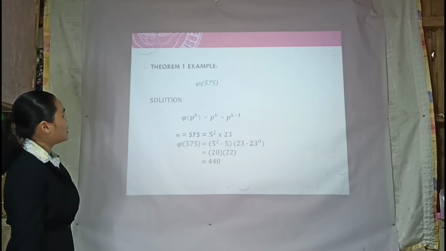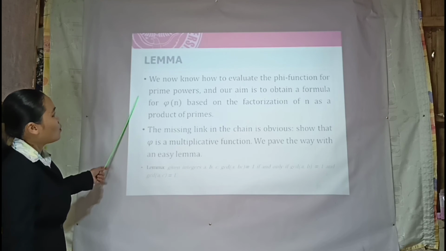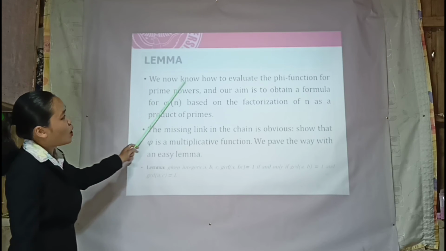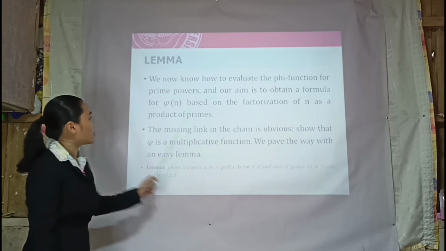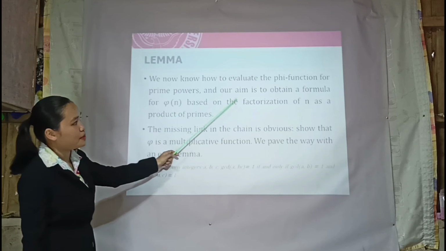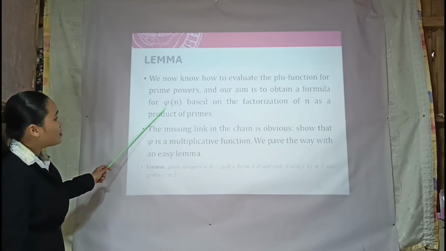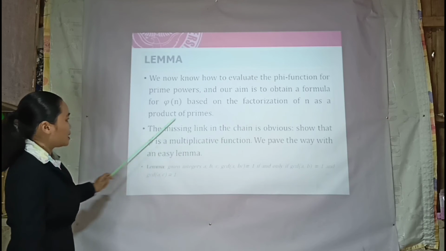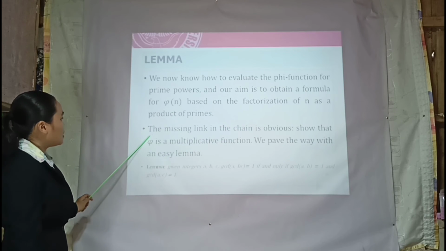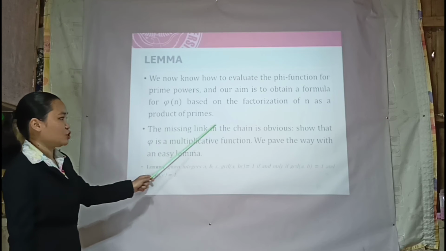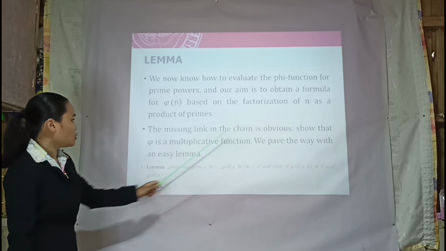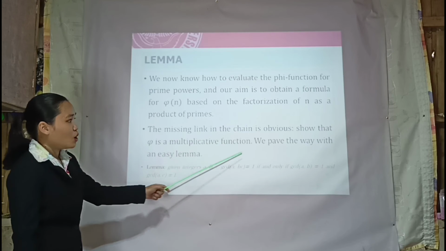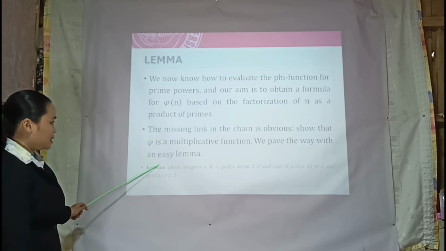Okay, let's proceed. So now we have a lemma. We now know how to evaluate the phi function for prime powers, and our aim is to obtain a formula for phi of n based on the factorization of n as a product of primes. Now, the missing link in the chain is obvious: it shows that phi is a multiplicative function. We pave the way with an easy lemma.